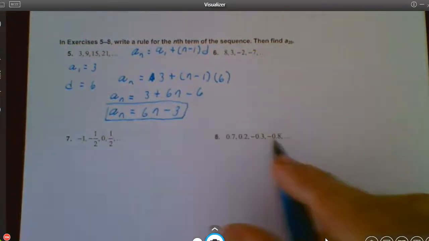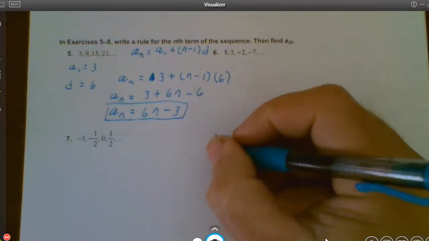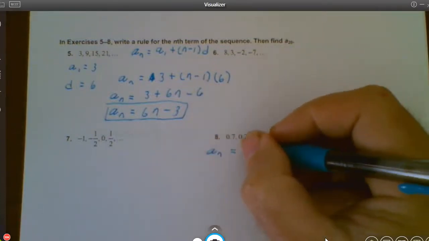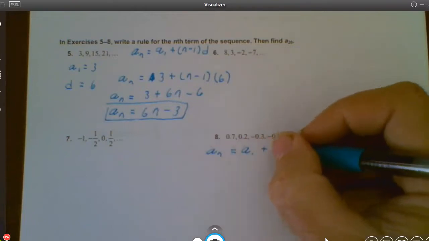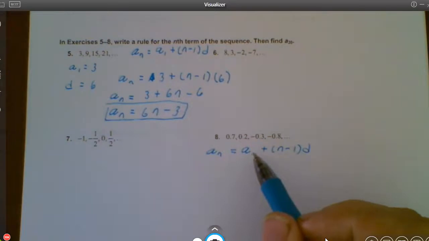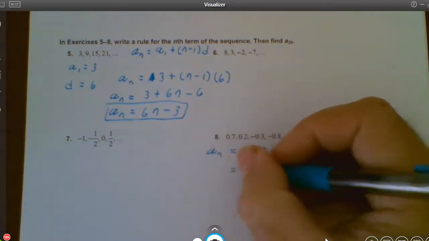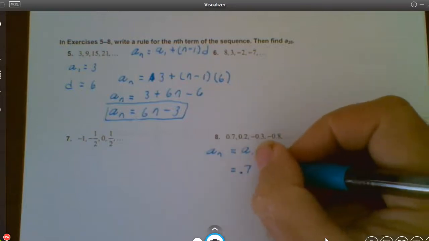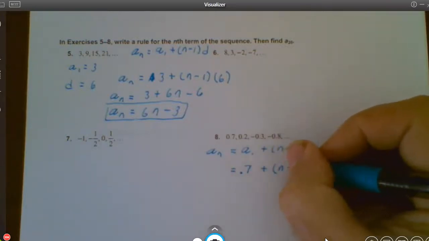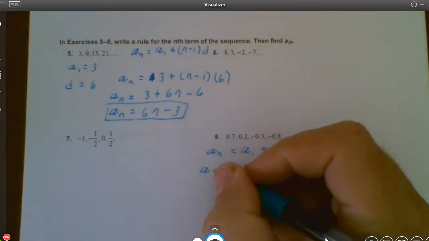You're welcome to work ahead of me on this. It's a great place to pause the video and give it a try on your own. So here's our formula. Again, all I have to plug in for is the first term, which is my 0.7. We leave n as n, but I do need to plug in something for my common difference.